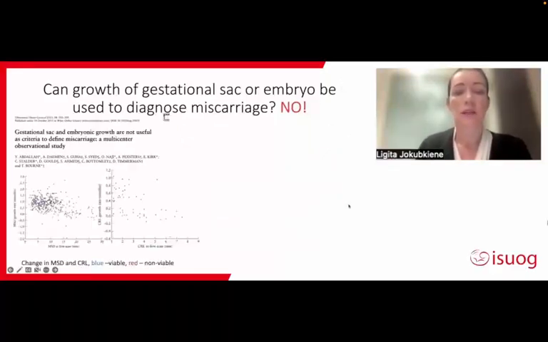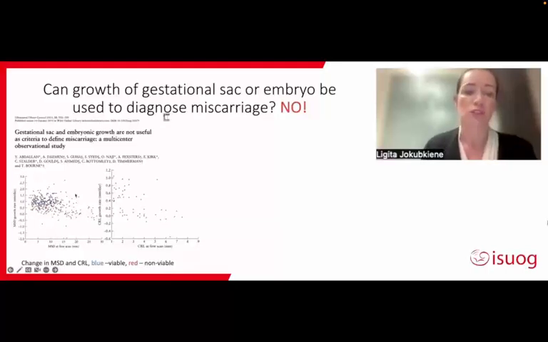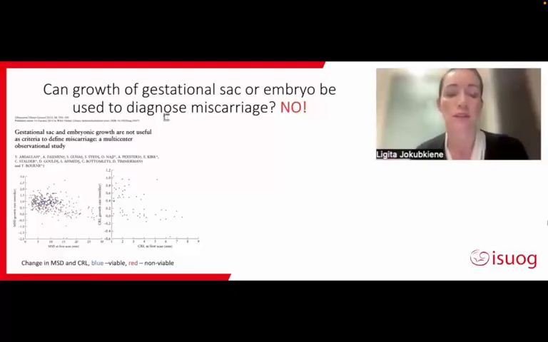So let's look at the change. What we look at here is the change in MSD, which is mean diameter of the gestational sac, and the change in CRL, crown rump length, between the first scan and the growth. So this is the difference, the change in the diameters. And if you see, the blues are those of the viables at 11 to 14 weeks, and red are non-viables.